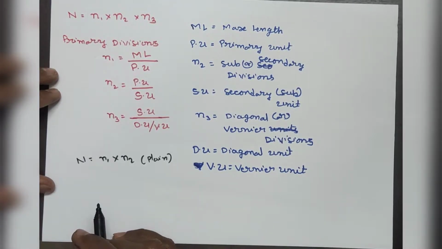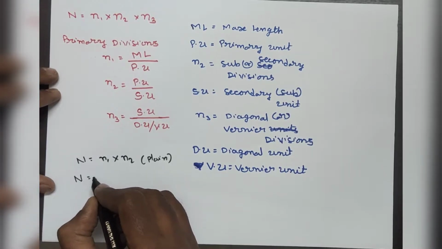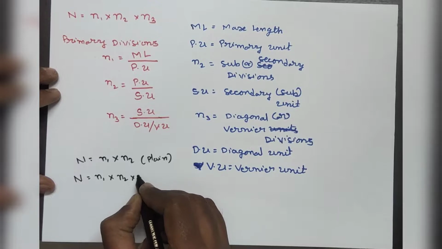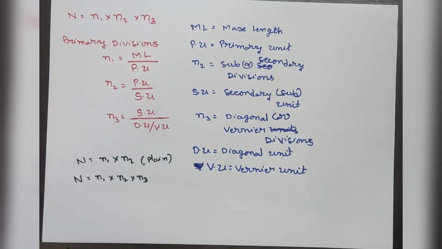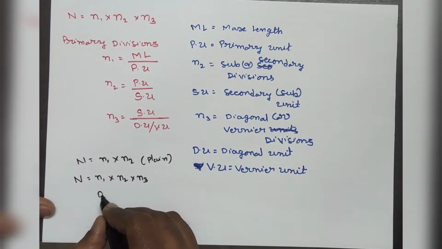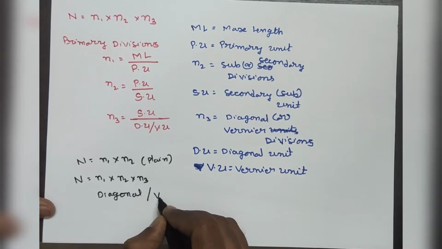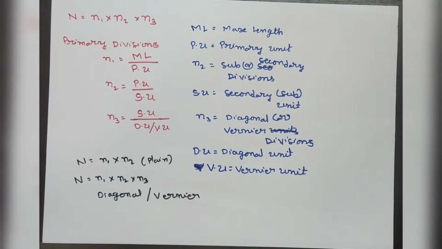Now if the least count is much lower, then the n value will be increased, then we are going to consider n1 into n2 into n3. In this situation, we are going to use either a diagonal scale or a Vernier scale. So here, what is the difference between diagonal scale and Vernier scale?